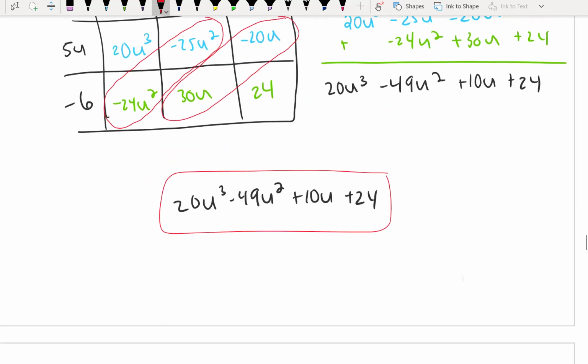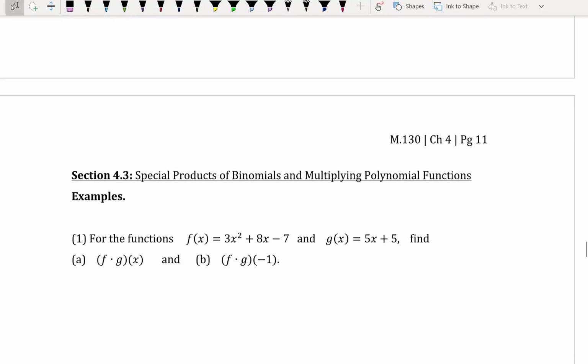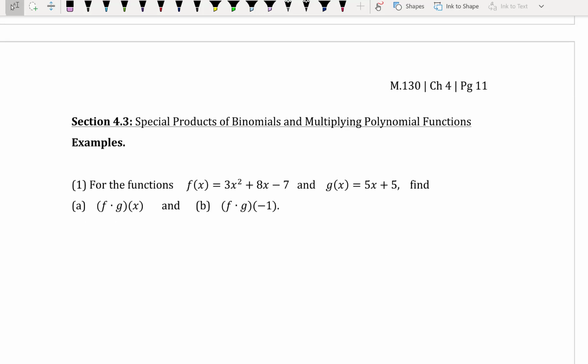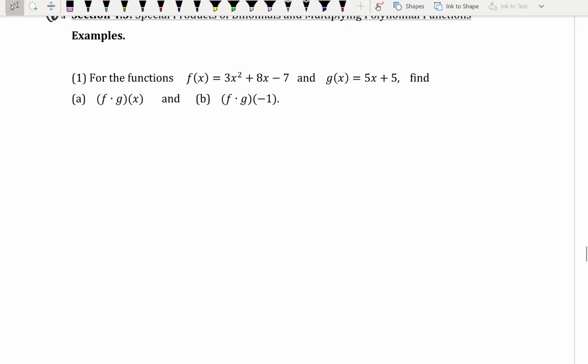Okay. And continuing on with section 4.3, we have special products. So I guess you can say that this is going to be my part B, right? Special products of binomials and multiplying polynomial functions. So for example, I have f of x and I have g of x. I want to find the multiplication of f and g with respect to x, and I also want to see the multiplication of f and g with respect to -1 when -1 is equal to x.